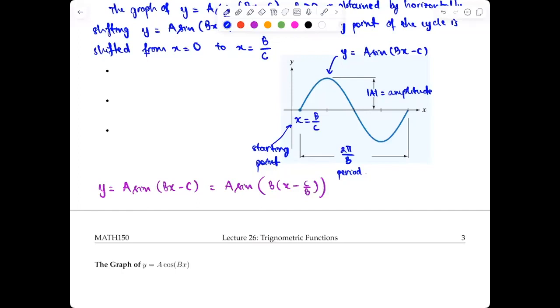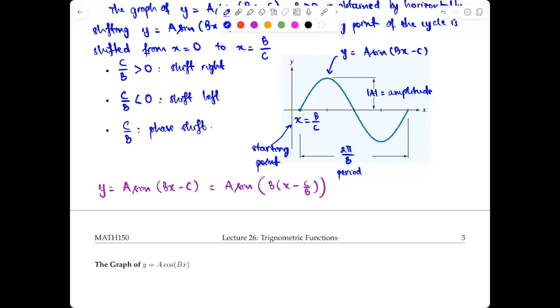Now it depends on the value of c over b, then you have different horizontal transformations. If c over b is positive, then you shift right. If c over b is negative, you shift left. And there is a name for this fraction c over b: it is called a phase shift. Okay, so that's for sine functions and also the transformations related to sine functions.